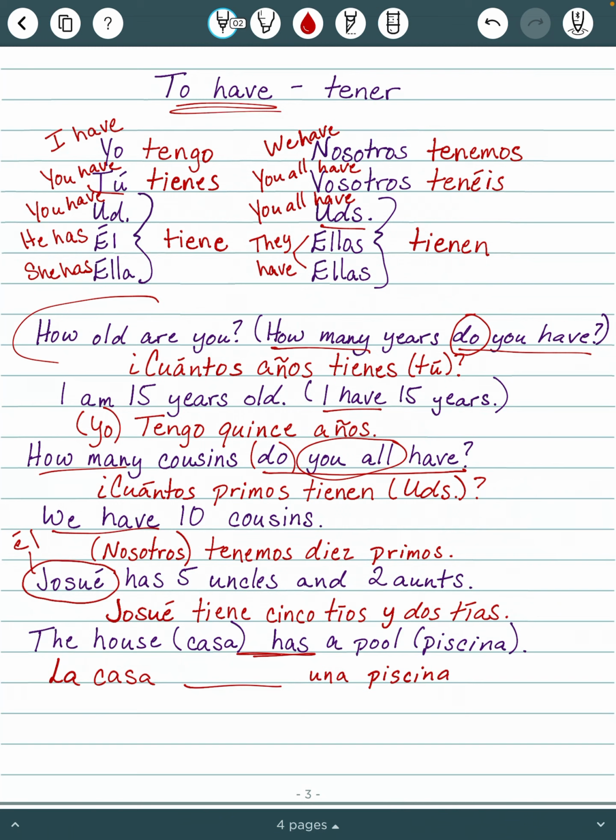Now this one's tricky because the house is not I or you or he or she or we or you all or they. The house is it, and that is not on my list yet. So if I want to say it, that is going to go along with tiene. Anytime it's it, whether it's the house or the school or the pencil or whatever, it goes with tiene. So la casa tiene una piscina.